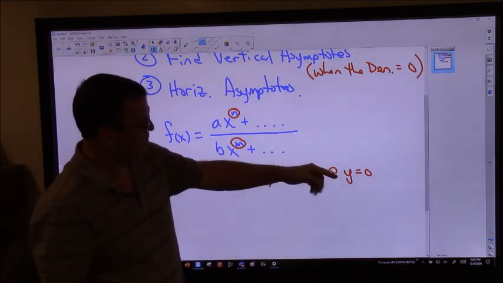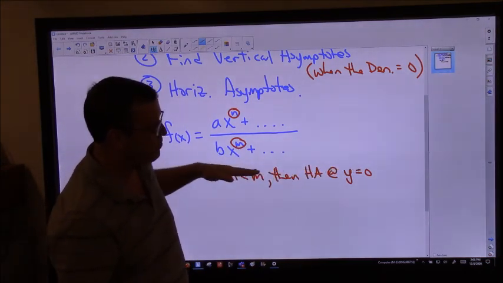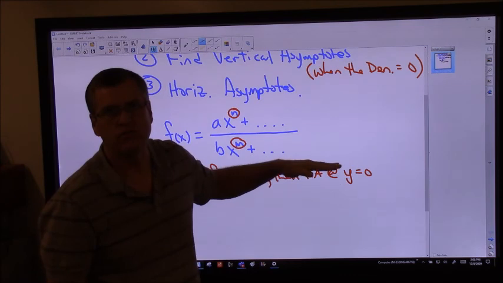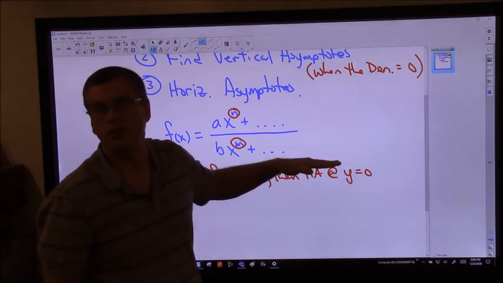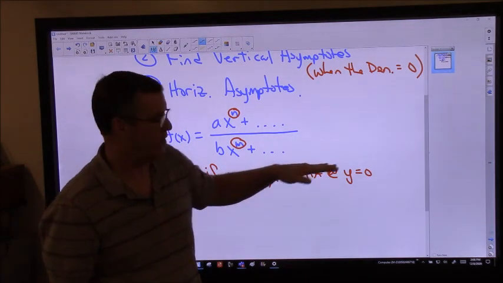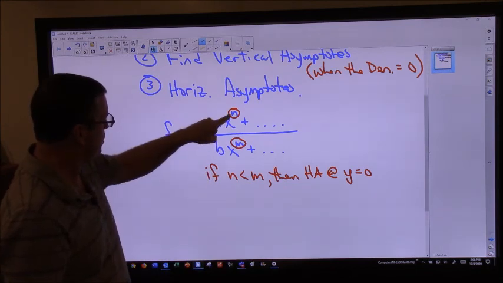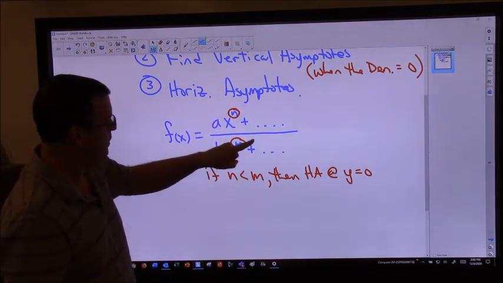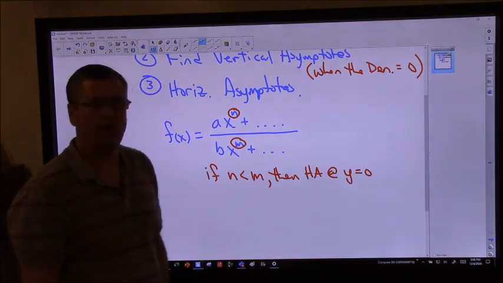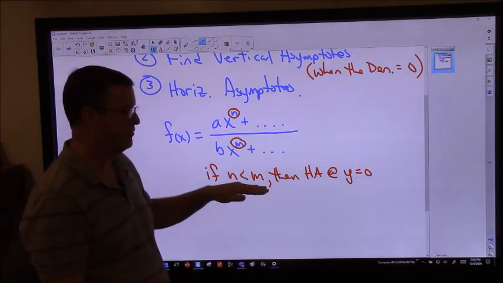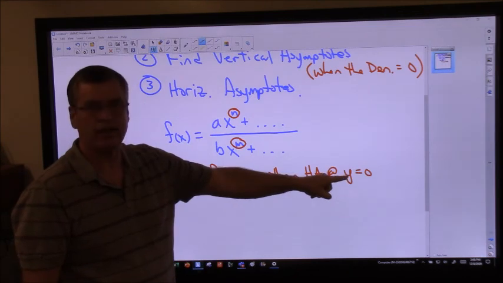So y equals 0 just means I've got a horizontal line that goes through the y-axis at 0, which is the x-axis, right? So anytime the exponent in the numerator is smaller than the denominator, then there's an asymptote on the x-axis. That's what we're saying right here. You can erase that and write x-axis if you want.